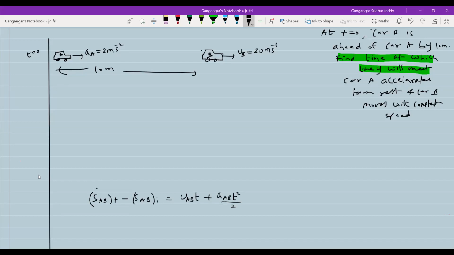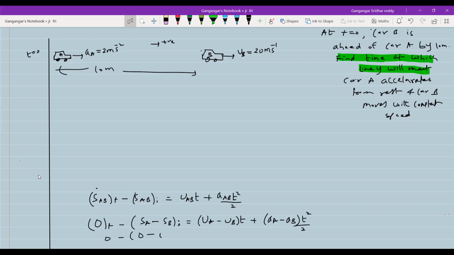Final separation, this will be 0. SA bar minus SB bar. Initial position, UA bar minus UB bar. Substitute all the values. Where is the car A at T equals 0? At origin. Car B is ahead of this, so towards the right, let me take positive. So this will be plus 10.